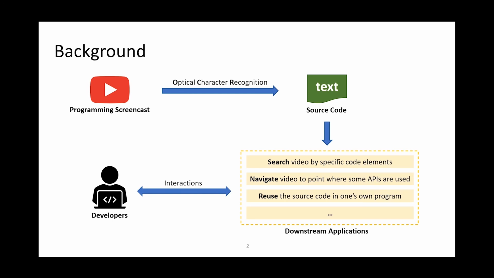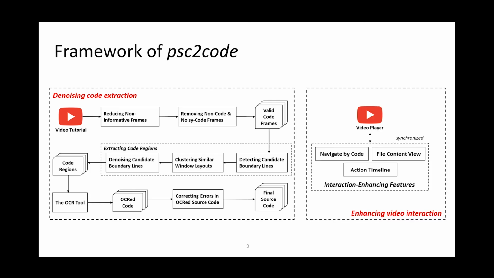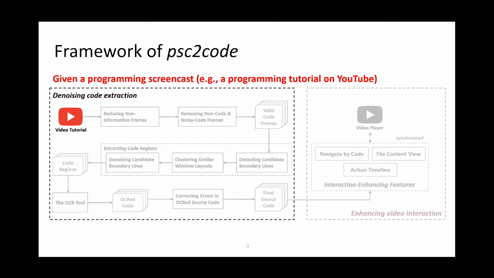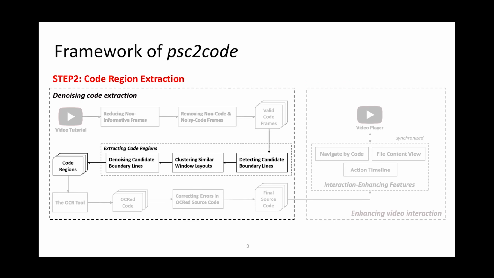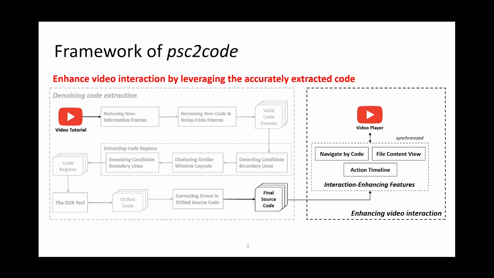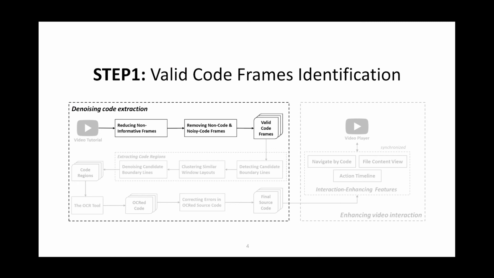However, we observe three major noises in the extraction process that will dramatically affect the quality of the extracted code. Thus, we built a tool named FSE2Code with two components: denoising code extraction and enhancing video interaction. Given a programming screencast, FSE2Code first extracts source code by 3 steps, then enhances video interaction by leveraging the accurately extracted code. Step 1. Valid code frames identification.